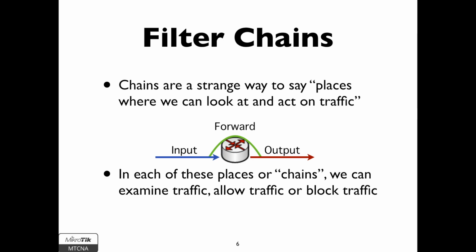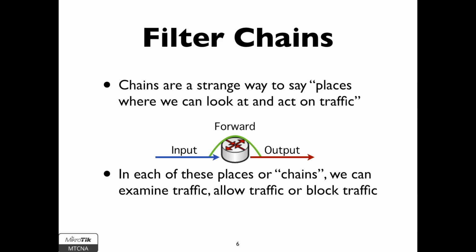The first one you see here in blue is the input chain. The second we'll look at is the forward chain, and the last is the output chain. Now, by far, input and forward are the two you're going to spend the most time writing rules around. The output chain is for some more advanced functions.